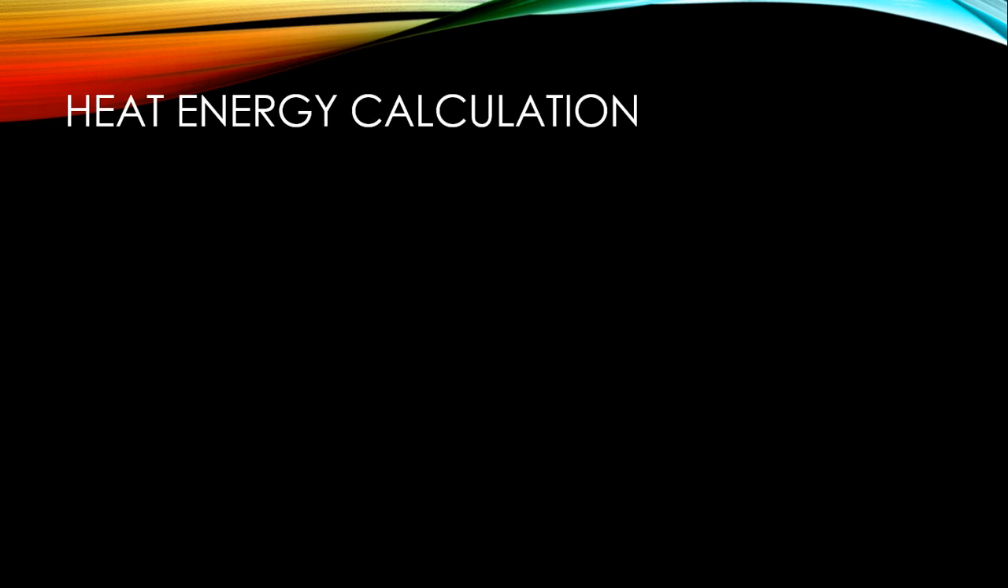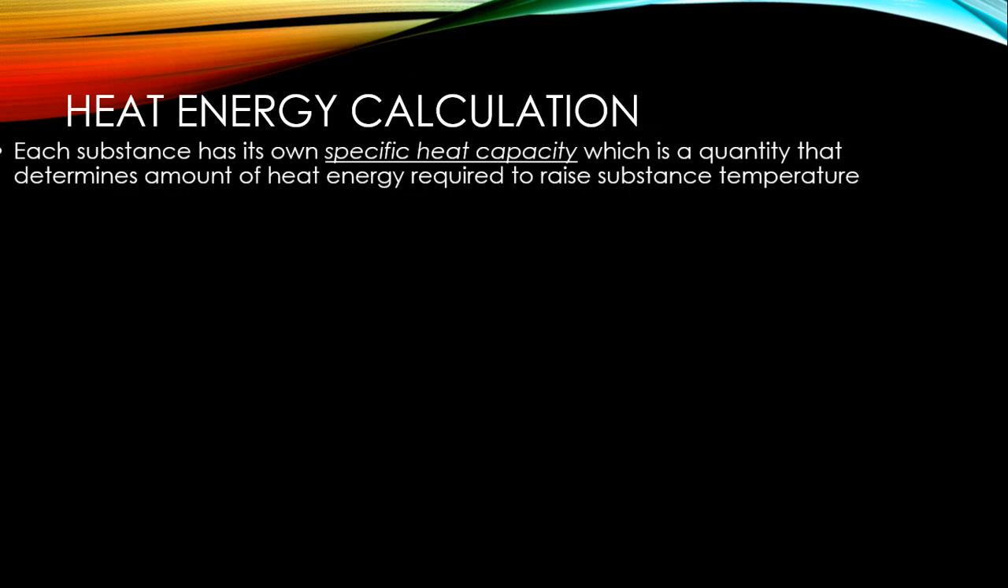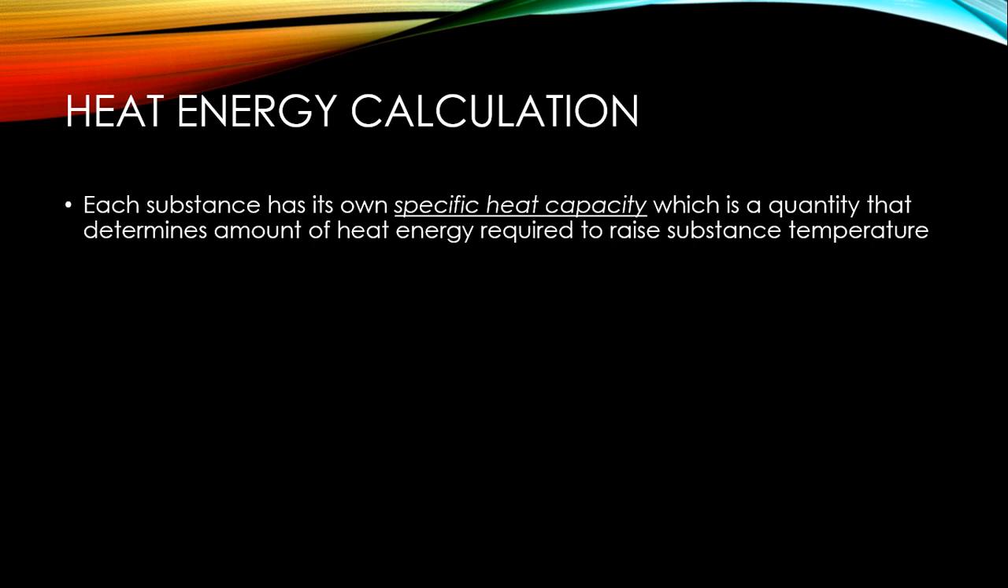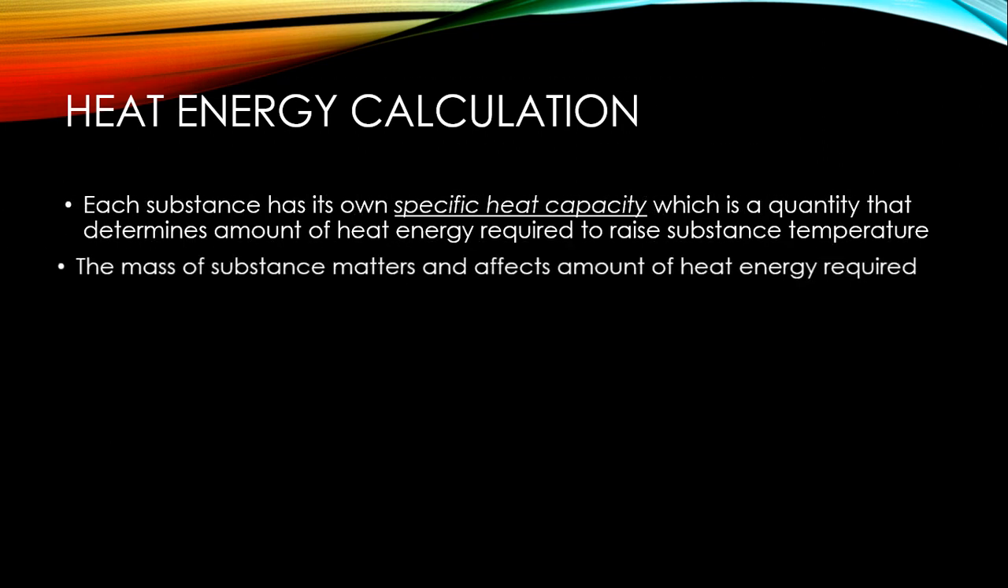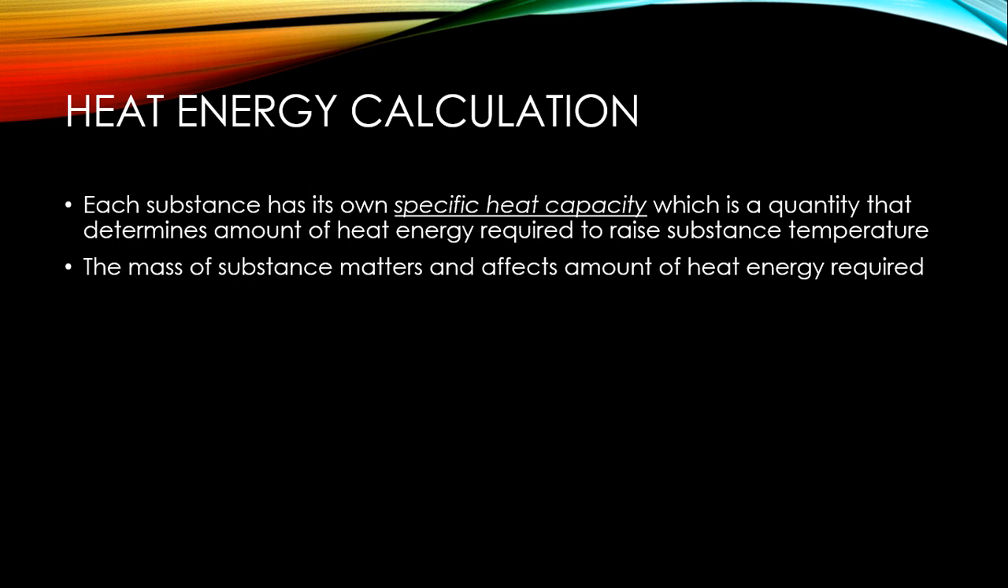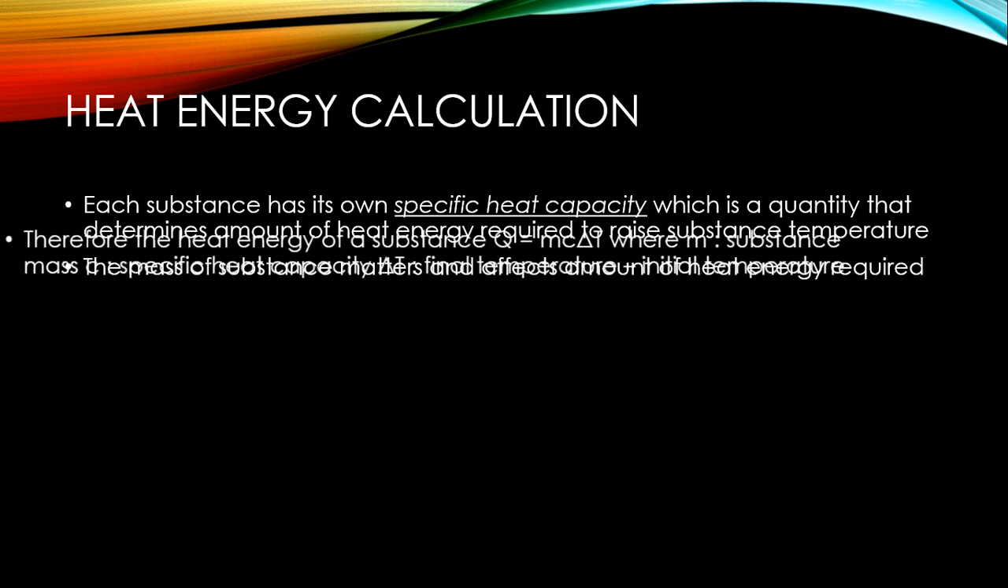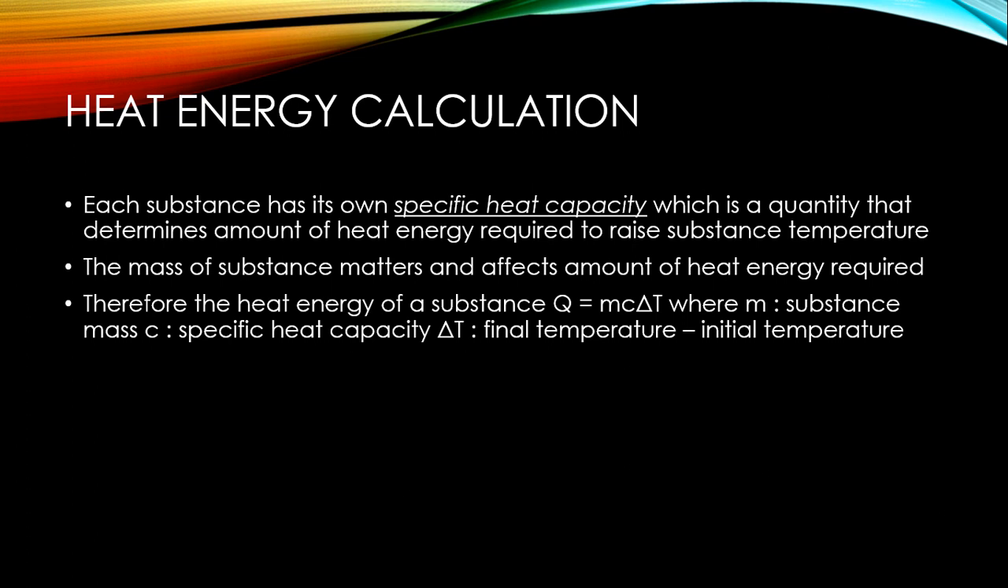Now, heat energy calculation. How can we calculate heat energy? From the third experiment, we conclude that each substance has its own specific heat capacity. This is a quantity that determines the amount of heat energy required to raise a substance's temperature. The mass of the substance also matters and affects the amount of heat energy required. Therefore, the heat energy of a substance is Q = mcΔT, where m is the substance mass, c is the substance's specific heat capacity, and ΔT is the difference between the final temperature and the initial temperature of the substance.